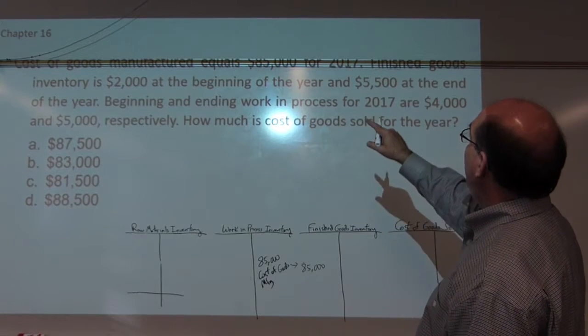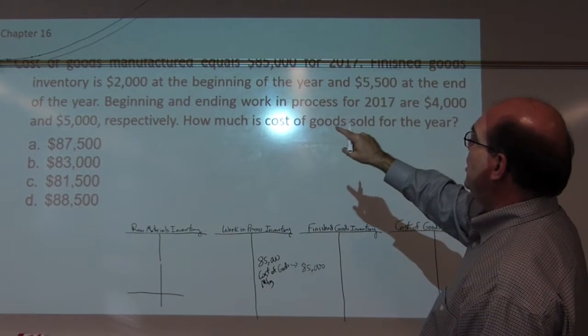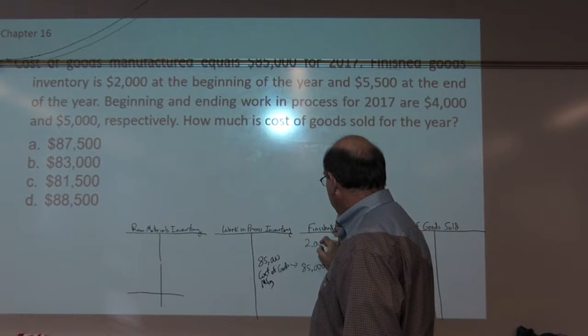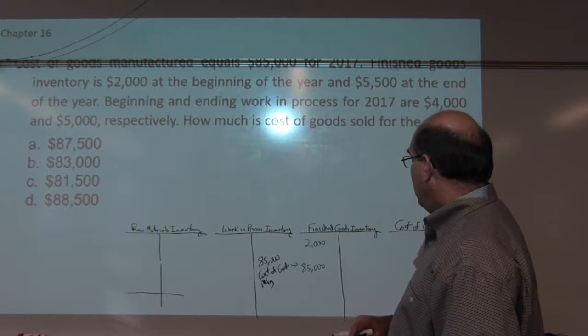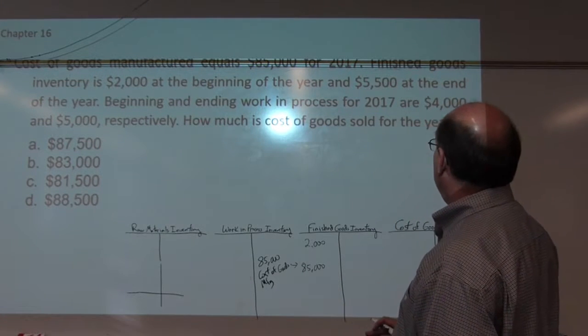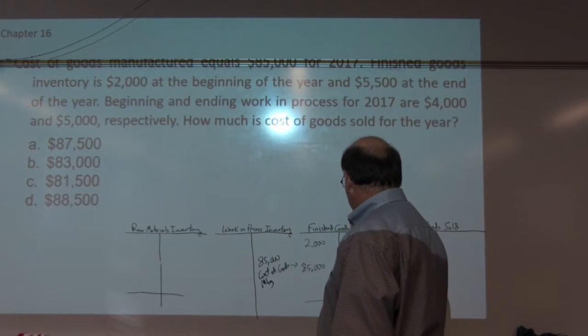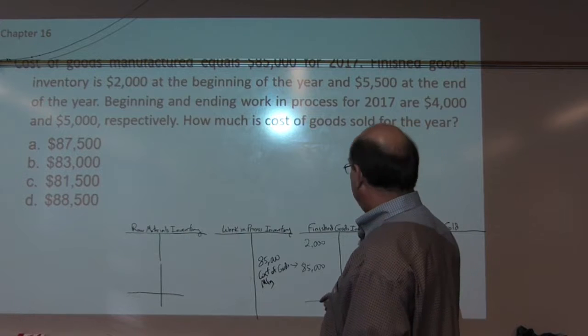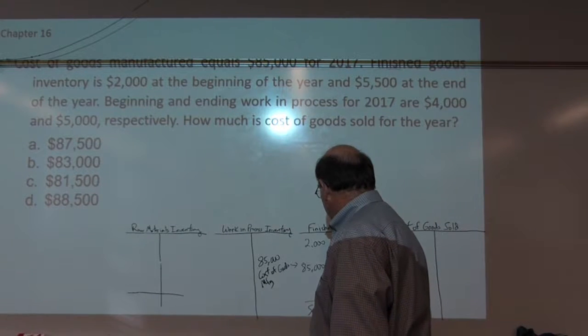It tells me that finished goods inventory is $2,000 at the beginning of the year. So I had $2,000 worth of materials that were in my warehouse at the beginning of the year. I transferred in another $85,000 worth of work that was finished. And then it tells me at the end of the period that my ending inventory, I only had $5,500 in my finished goods.